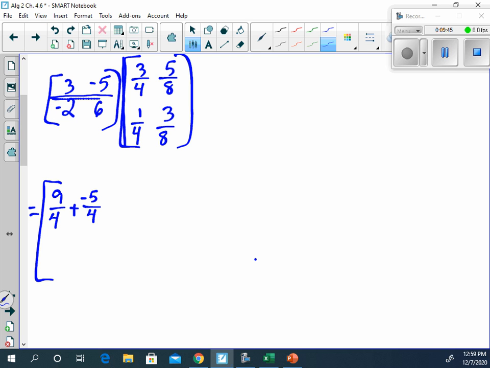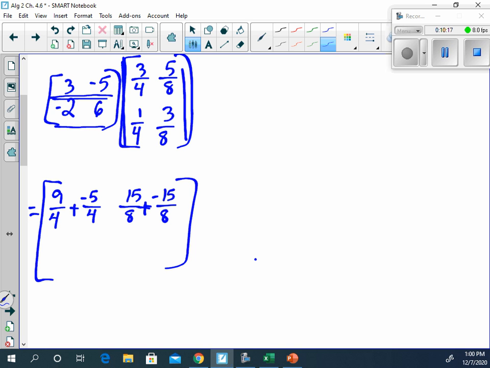Then we'll do the same thing, over and down. So 3 times 5/8 would be 15/8. -5 times 3/8 will be -15/8. So plus -15/8, or you can say -15/8, either one. They're going to be the same thing. Plus a negative or just minus is the same thing. Any questions before we go to the next part?